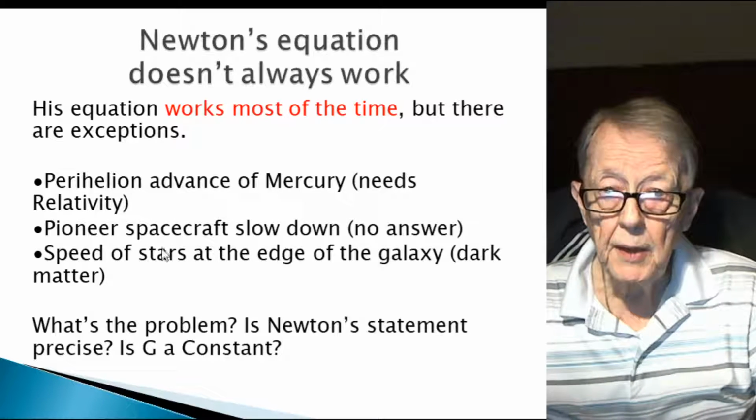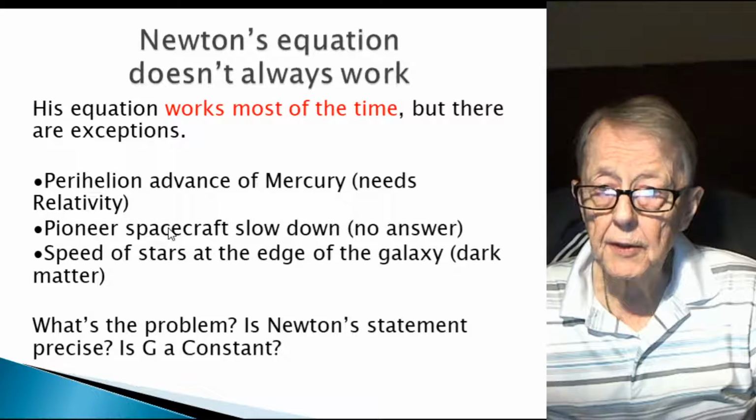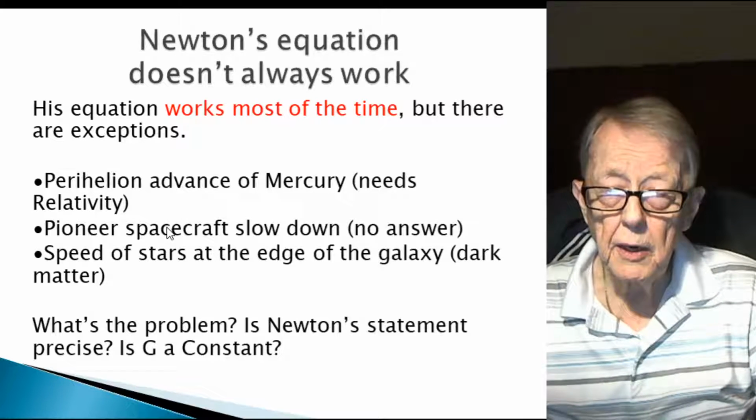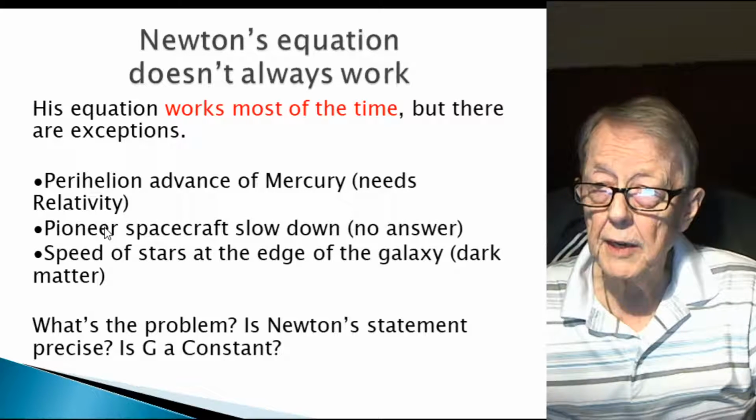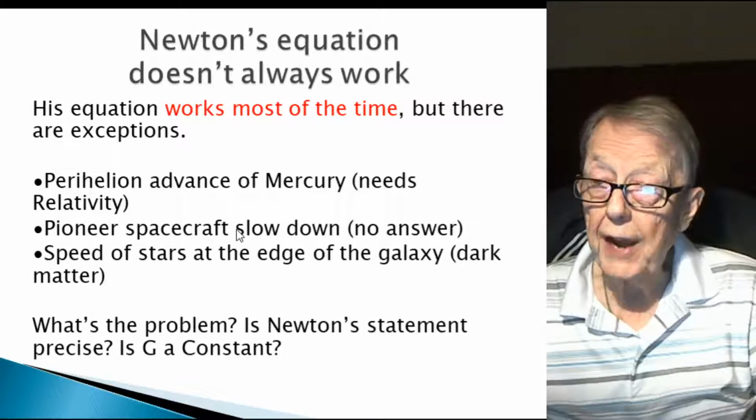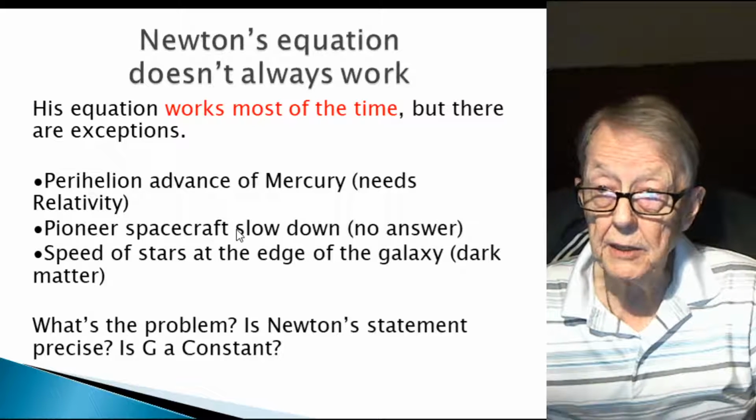There's another thing that happened in 1972 and 1982. Pioneer 10 and Pioneer 11 spacecraft were launched. After 20 years of tracking them, they expected them to be out at a certain distance, and they weren't there.